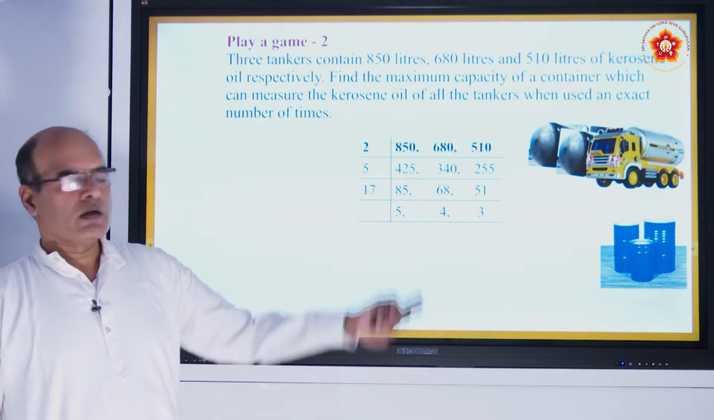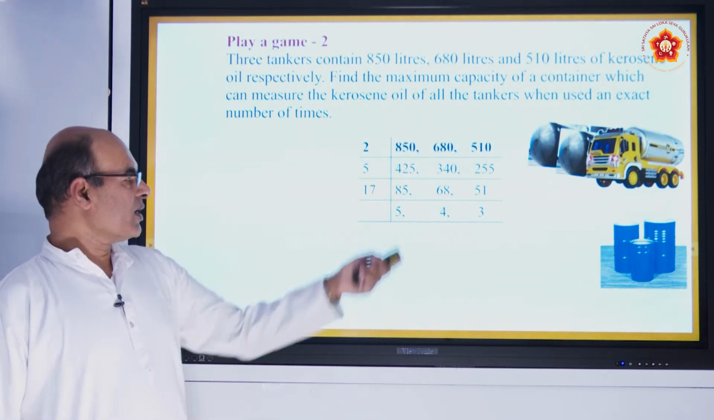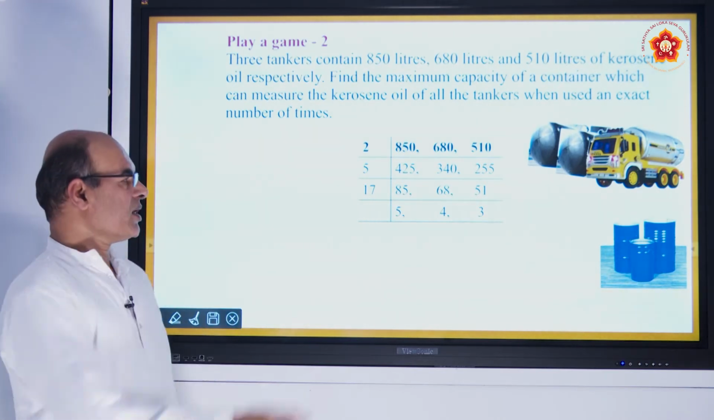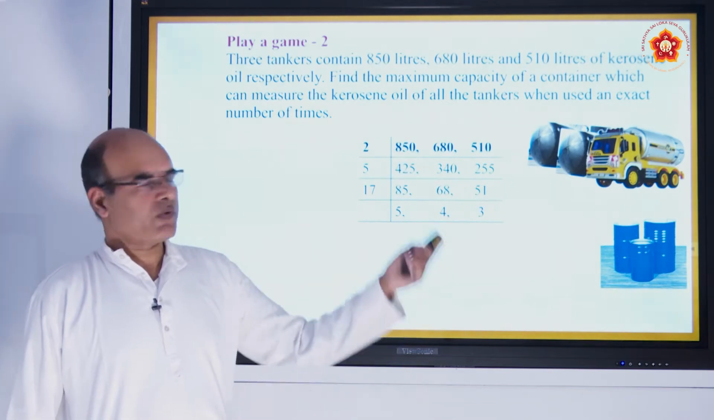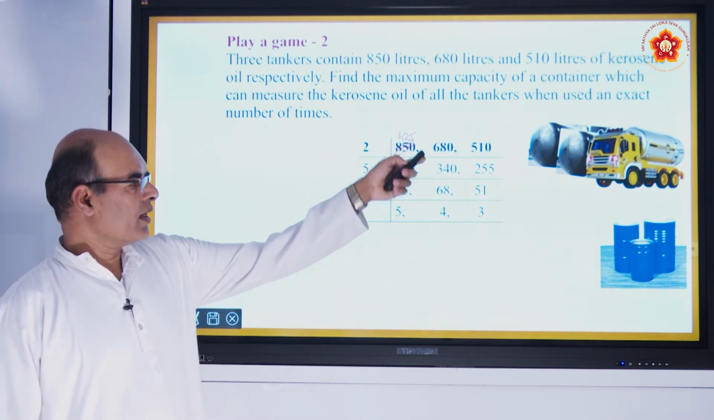Take all the given numbers and start to divide them by the small prime numbers. The smallest prime number is 2. Here all the given numbers are even numbers, therefore all are divisible by 2. Start dividing. 2 425s are 850.